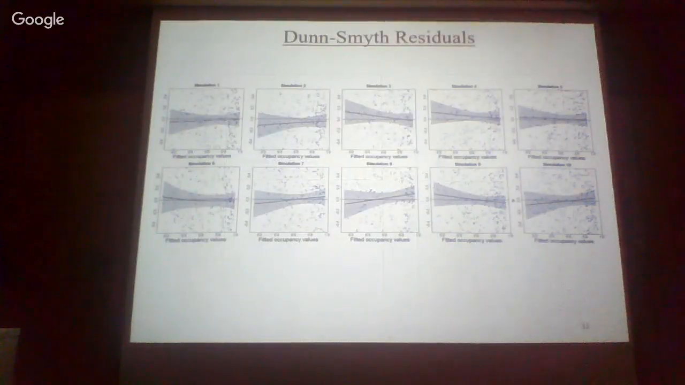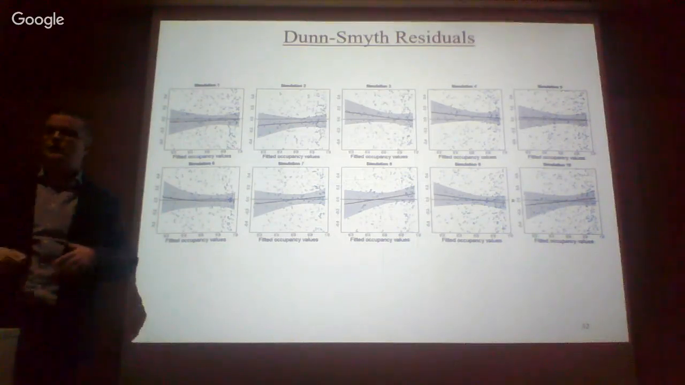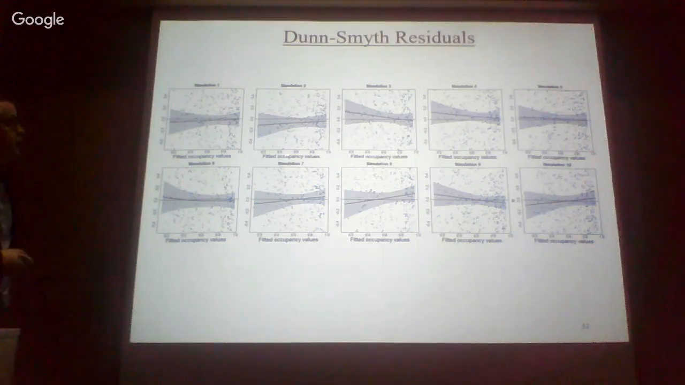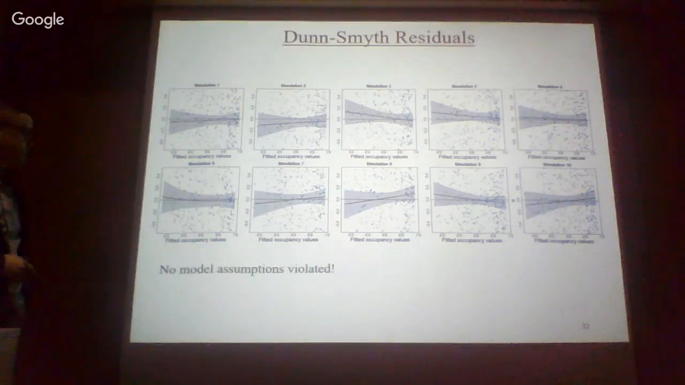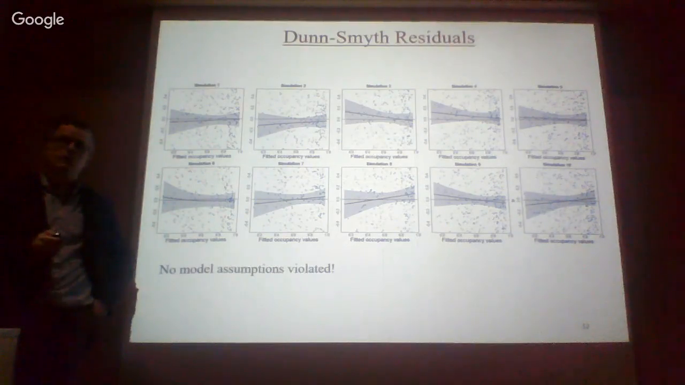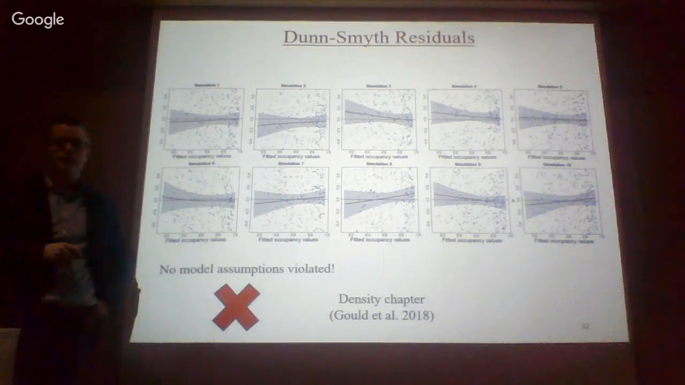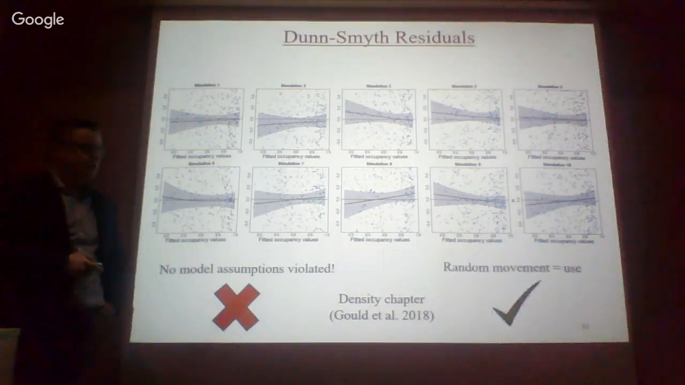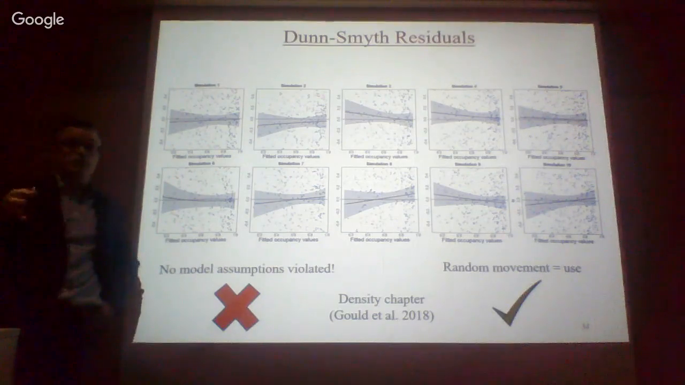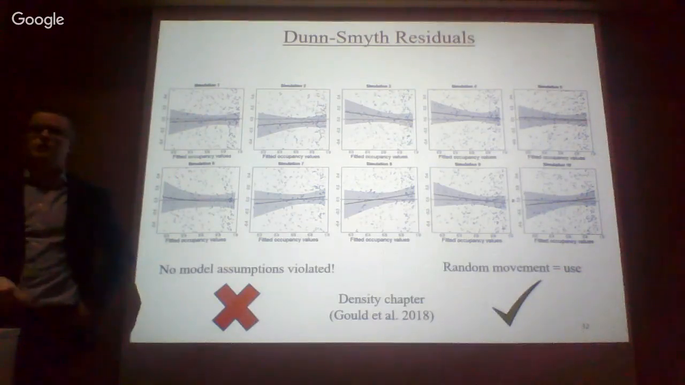So, Dunn-Smyth residuals. These are easy. All we're trying to look at is whether this 95% band here overlaps zero. And if it does, then we can assume that we didn't have any model assumptions violated in our model. And in all 10 simulations, it does overlap zero, suggesting no model assumptions violated. However, we know that's not the case from our density chapter, where we detected multiple individuals in multiple cells. And so what we instead believe is that we do see random movement across the landscape, and therefore we can reinterpret that psi parameter as use instead of occupancy.